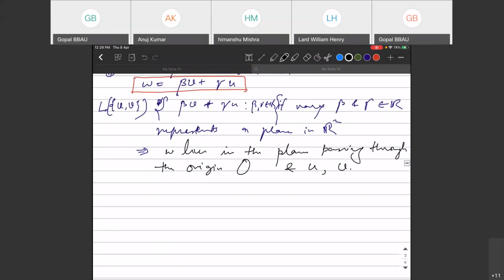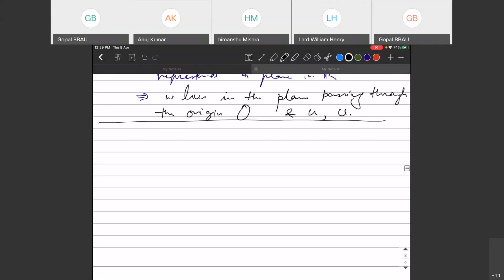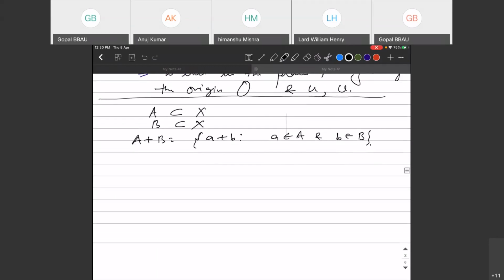Let's now define sum of two sets. So you all know what it means by sum of two sets. Say we have a set A in X and B a set in X, then A plus B is nothing but this set of a plus b, where a comes from A and b comes from B. So this is a simple definition of sum of two sets.